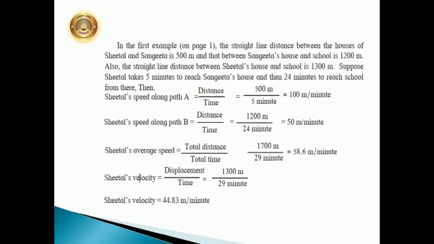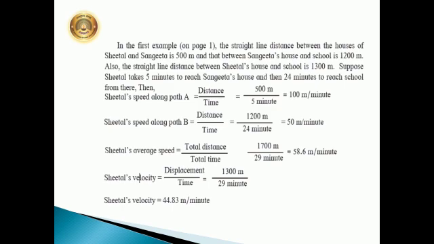Now let us consider the first example on page 1. In the first example, the straight line distance between the houses of Sheetal and Sangeeta is 500 meters, and that between Sangeeta's house and the school is 1200 meters. Also, the straight line distance between Sheetal's house and school is 1300 meters. Now suppose Sheetal takes 5 minutes to reach Sangeeta's house and then 24 minutes to reach the school from there.